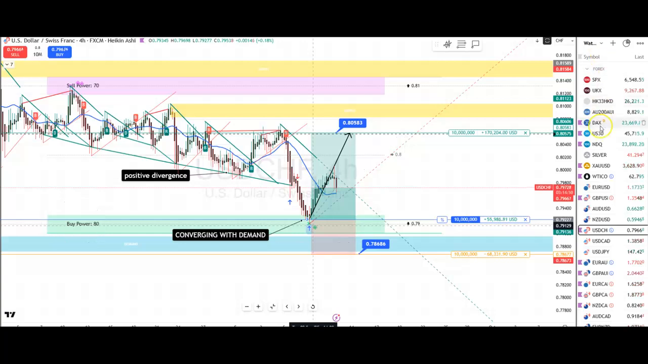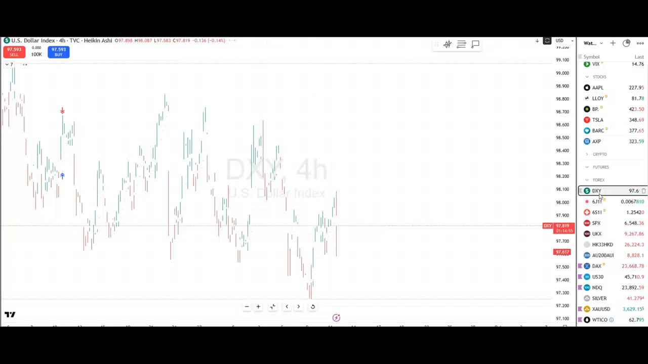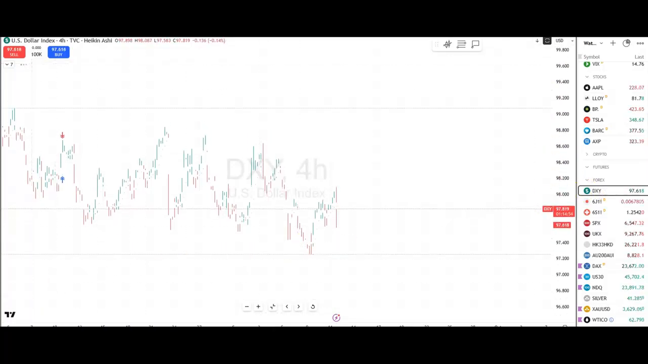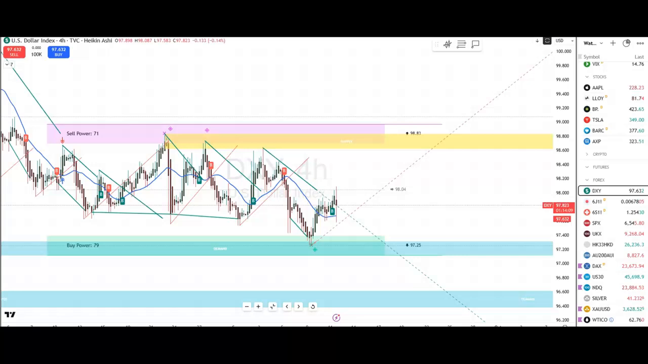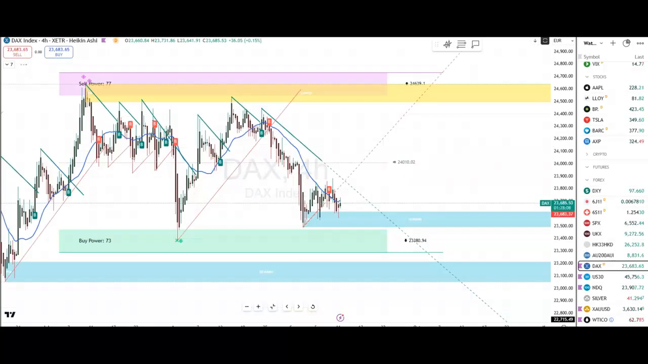So having a quick look at the DXY, we can see that the DXY is completely flat as a pancake. So is the yen futures, the Swiss futures, all the indices. The only one I have my eye on in terms of the indices is the German DAX. So check your German DAX chart. And we can see we've got a buy power of 73, very clear, sitting on demand. So you are highly likely to see a move, but it doesn't look like anything's happening today.